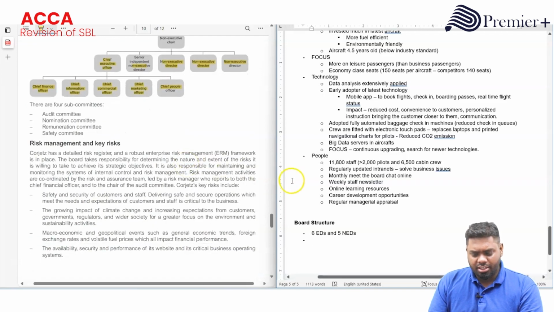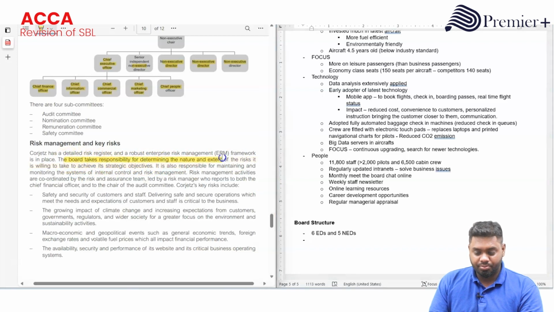Risk management and key risks. Cojet's has a detailed risk register and a robust enterprise risk management framework is in place. The board takes responsibility for determining the nature and extent of the risks it is willing to take to achieve its strategic objectives. It is also responsible for maintaining and monitoring the systems of internal control and risk management.